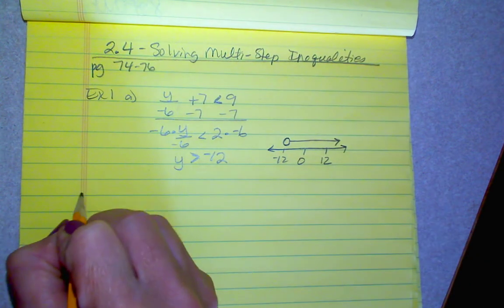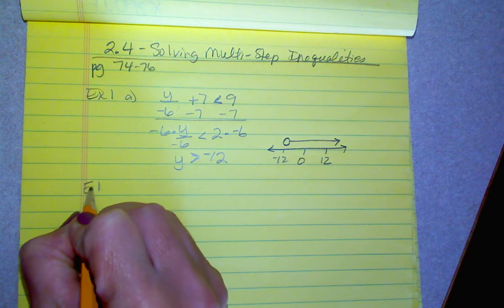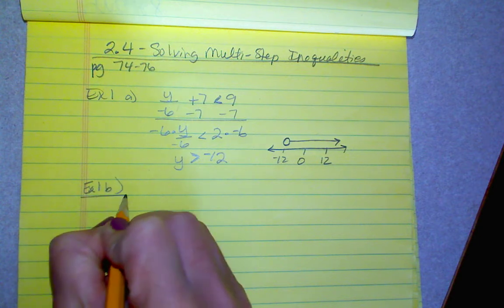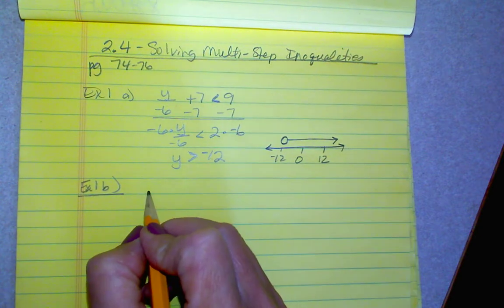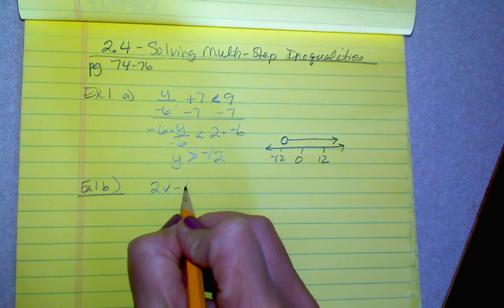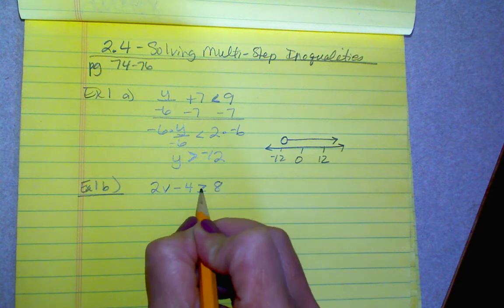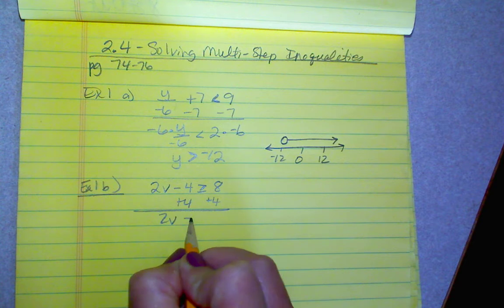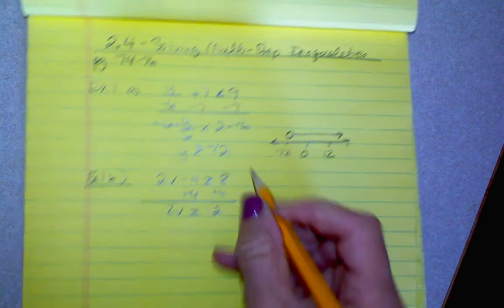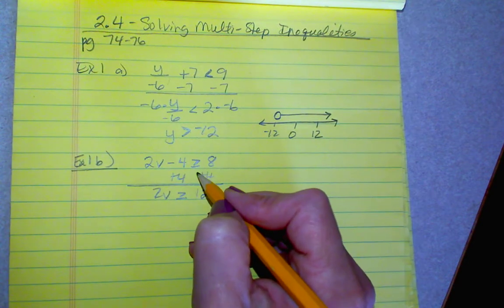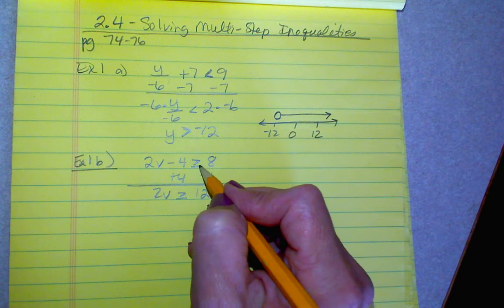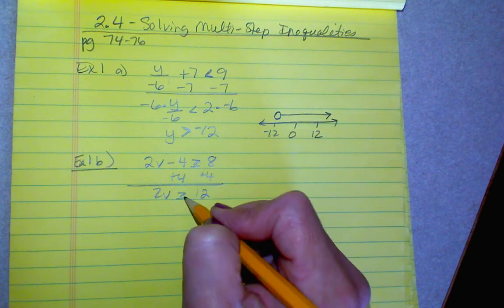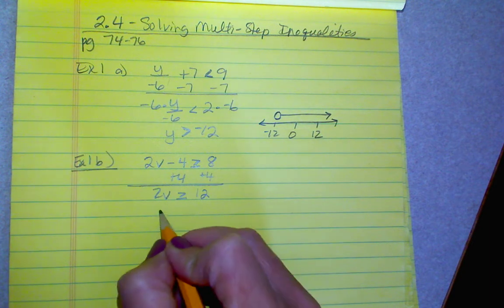Okay, example 1b. In 1b, you should not have any problems with this one, but little details, so don't forget. So 2b is greater than or equal to 12. Pay attention and be fully engaged in your process here, you guys. Make sure that you have your equal sign. Don't drop it from up here to down here.